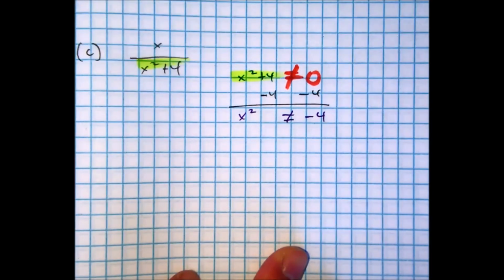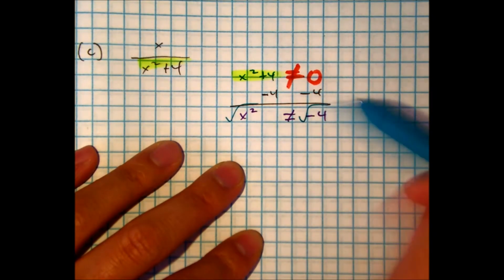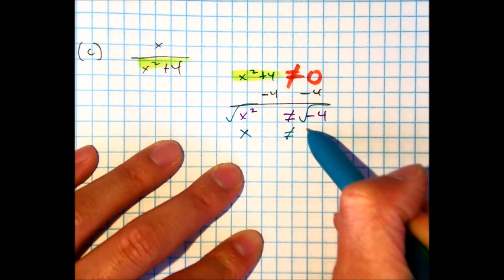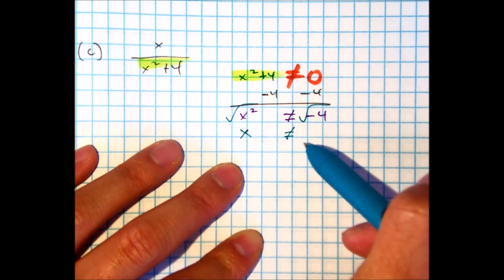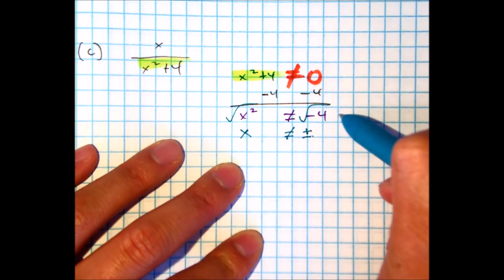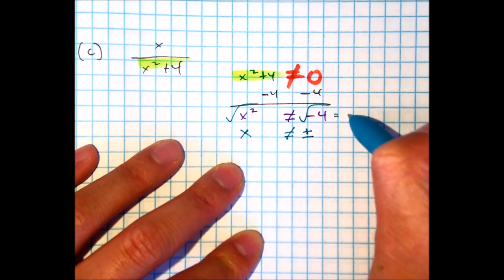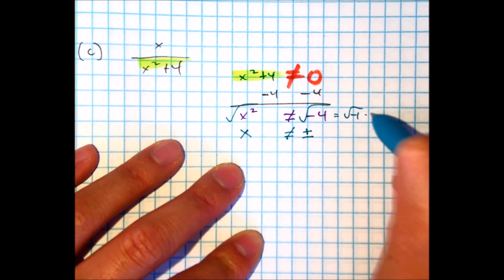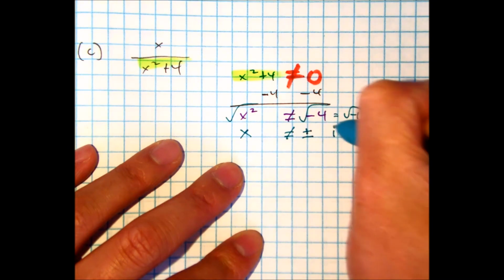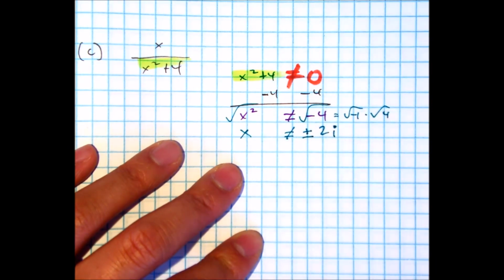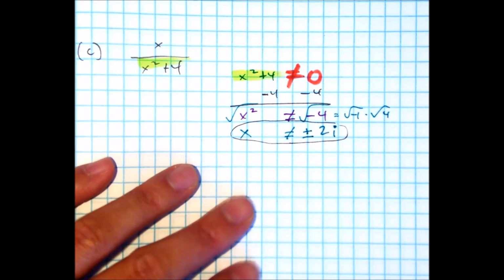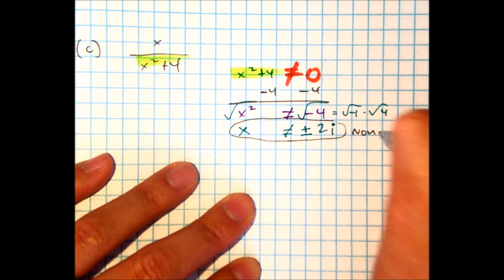What do you do next? Careful, go. X is not equal to, you took a square root of an equation. Plus or minus. No, that's not the answer. The square root of negative 4 is the square root of negative 1 times the square root of 4. Class, what's the square root of negative 1? Square root of 4. Okay, pay attention. Is this real or not real? How do you know it's non-real?